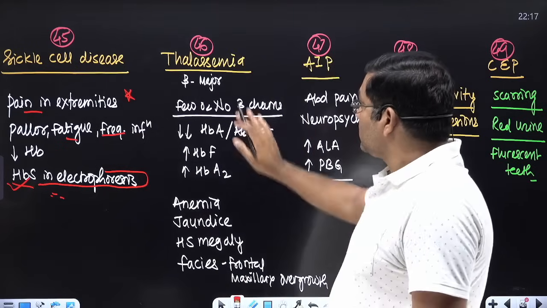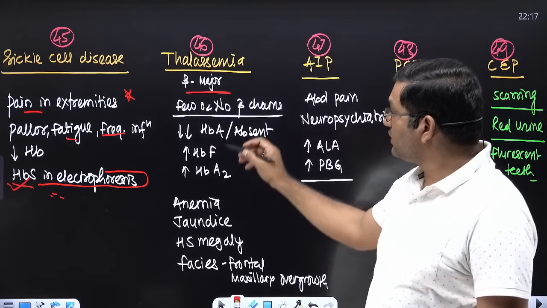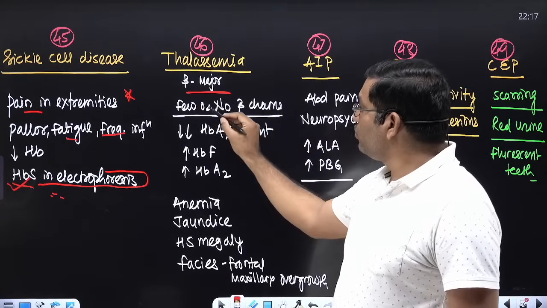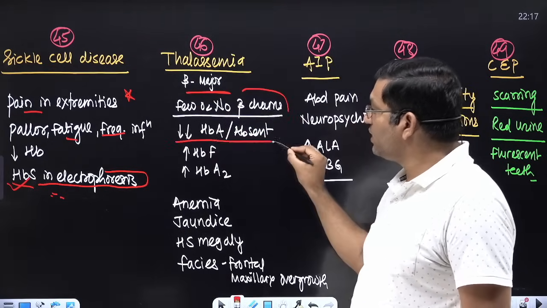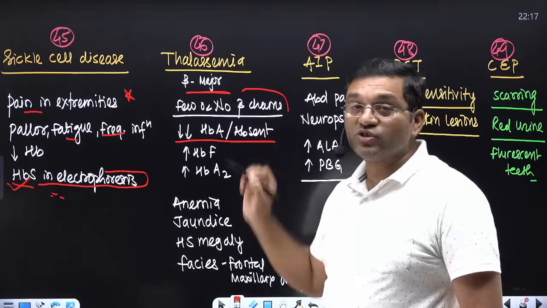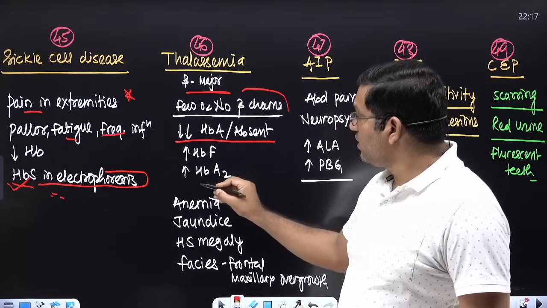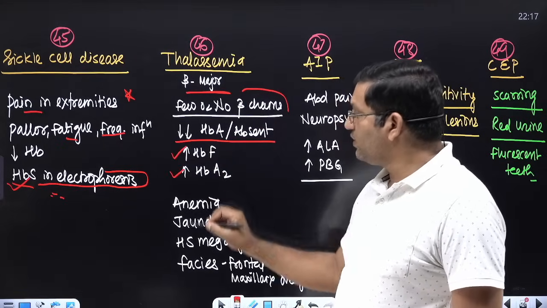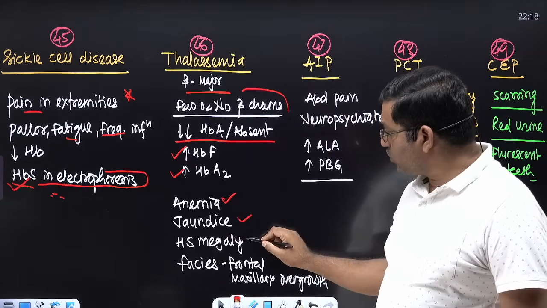Okay, thalassemia, particularly beta thalassemia major, the homozygous state, in which there are few or no beta chains. So there is a decrease in hemoglobin A or absent hemoglobin A. Beta thalassemia major, homozygous state. So there is no beta chain, so decreased hemoglobin A, while hemoglobin F and hemoglobin A2 have increased synthesis. So there is anemia, jaundice, hepatosplenomegaly.